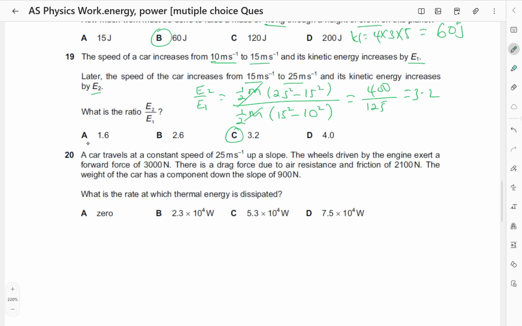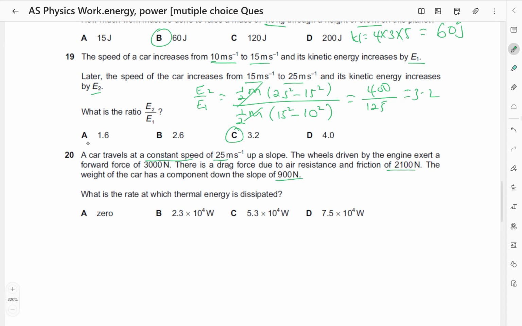A car travels at a constant speed of 25 meters per second up a slope. The speed is constant. There is no change in kinetic energy. Resultant force is 0. The wheels driven by the engine exert a forward force of 300 newtons. There is a drag force due to air resistance and friction of 2,100 newtons. The weight of the car has a component down the slope of 900 newtons.